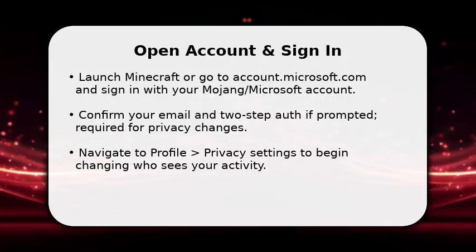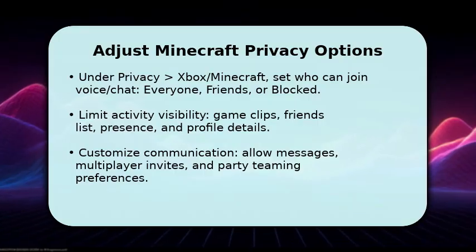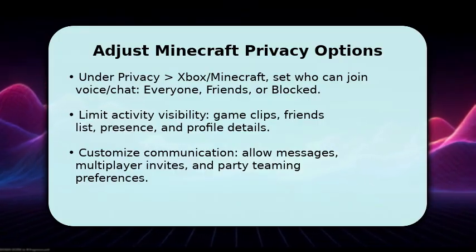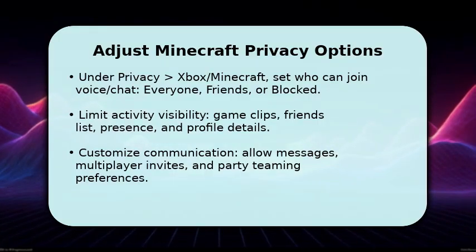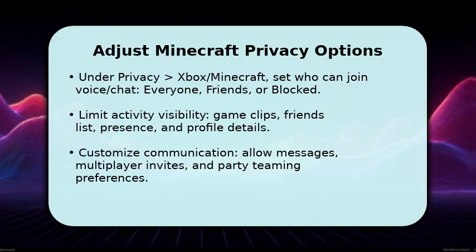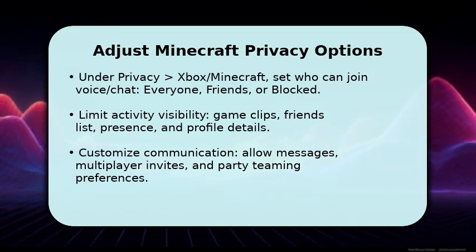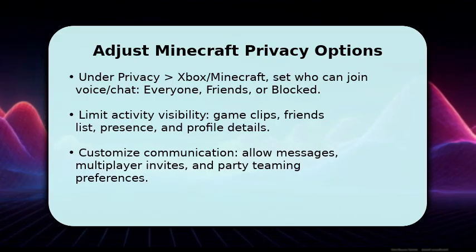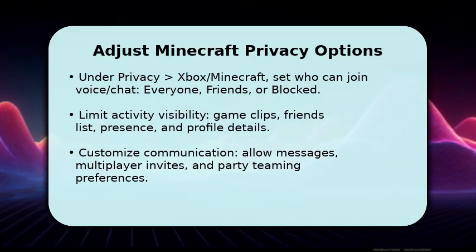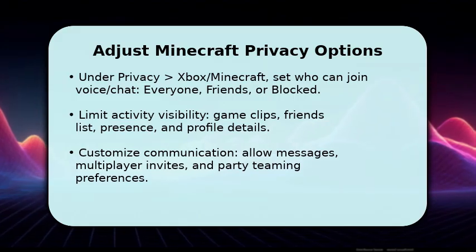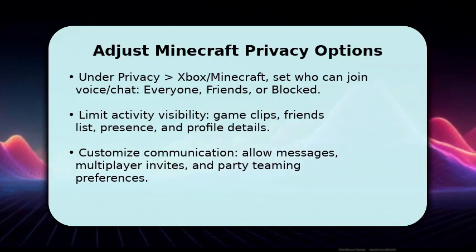Now you'll modify the in-game options that matter. Go to Privacy Xbox/Minecraft and decide who can join voice and text chat: choose friends to reduce exposure, or blocked for strict control. Then, set activity visibility so game clips, presence, and profile details aren't public. This prevents strangers from seeing your play history.